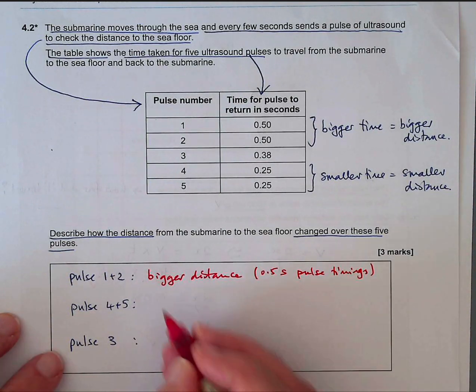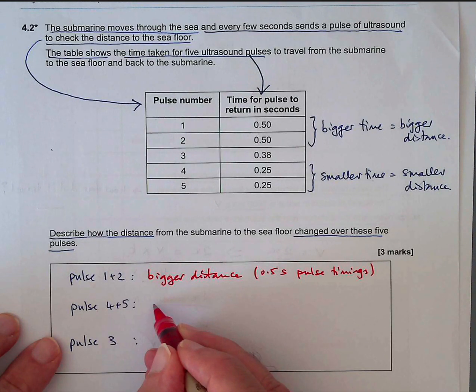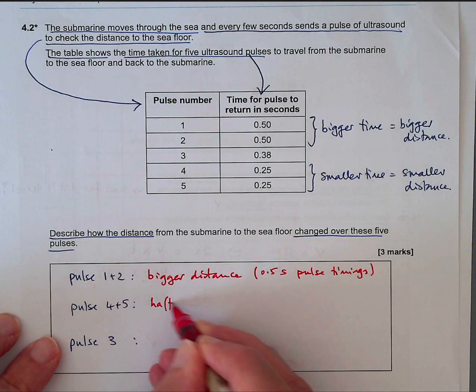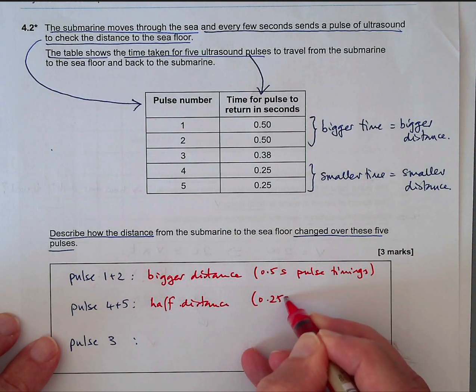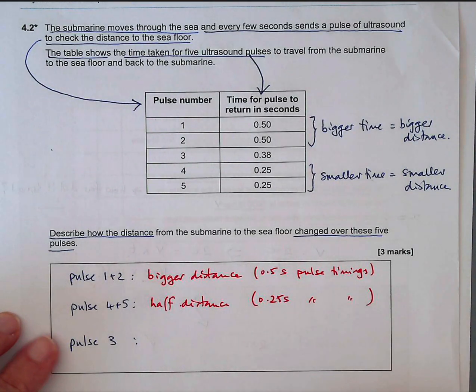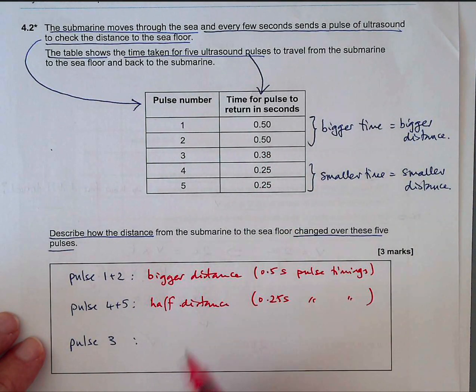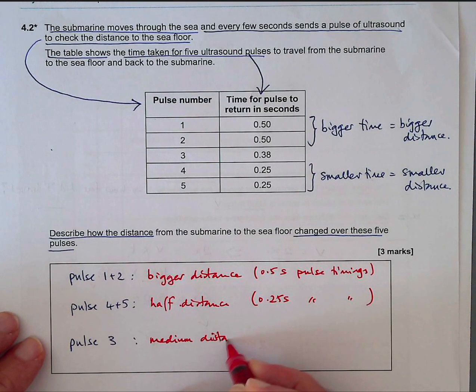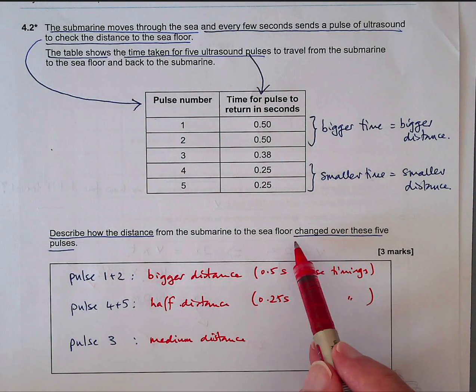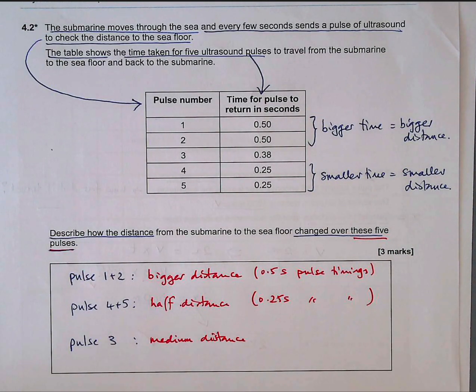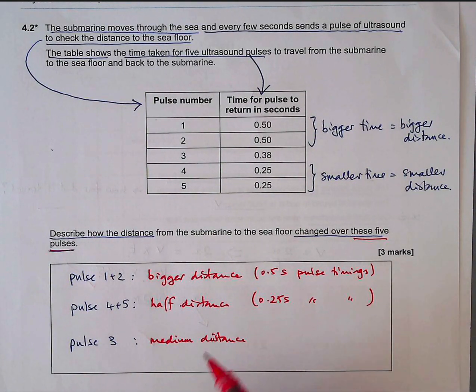The next two, pulse 4 and 5, are half the distance, because it's 0.25 seconds. So they're going obviously half the distance, and pulse 3 is in between. So it's about halfway in between, so it's a medium distance. Now, as long as you say something about the different pulse numbers, so they want you to cover these 5 pulses, and the mark scheme will be more specific than this, but the medium distance will be pulse 3.